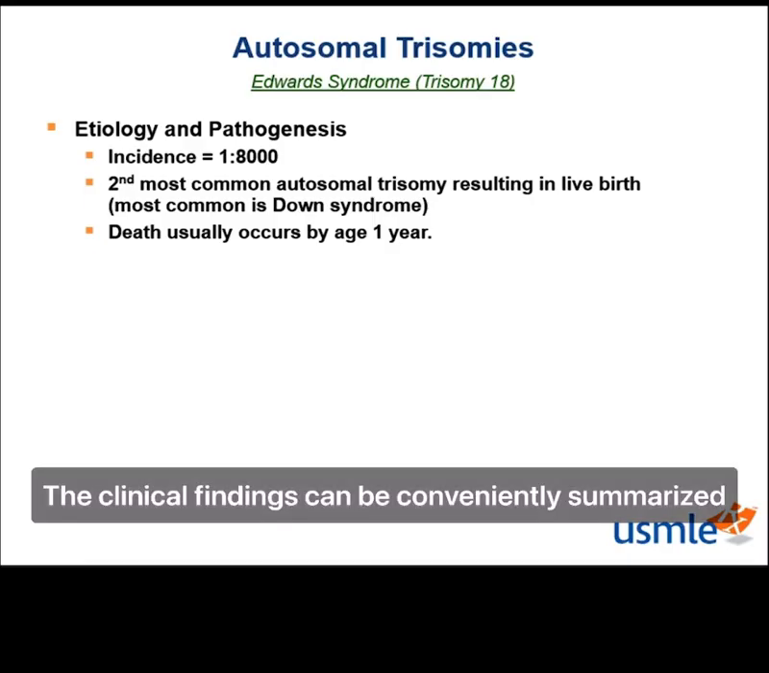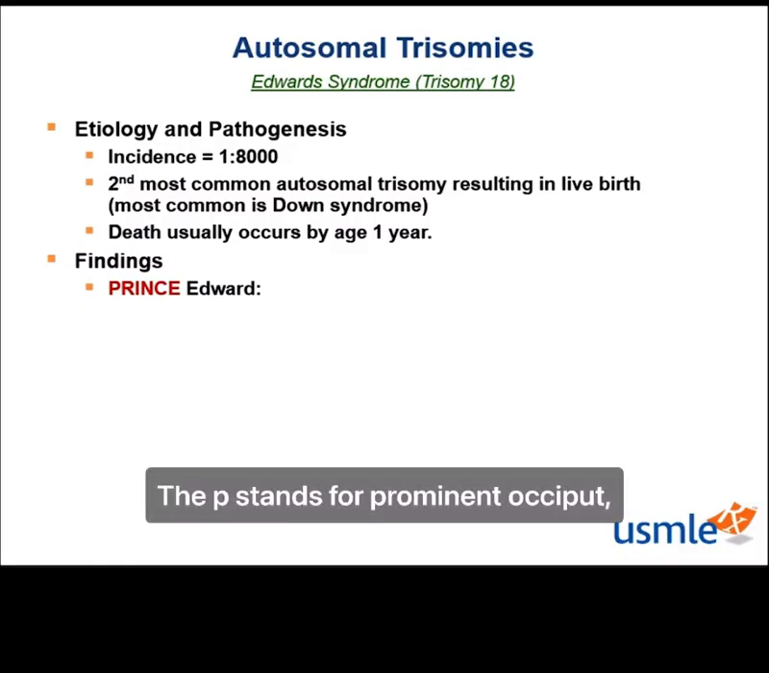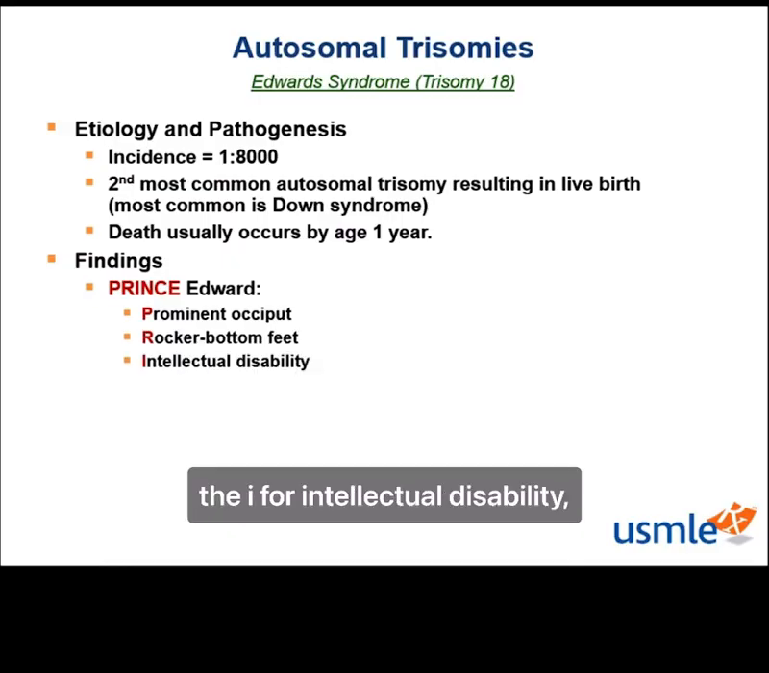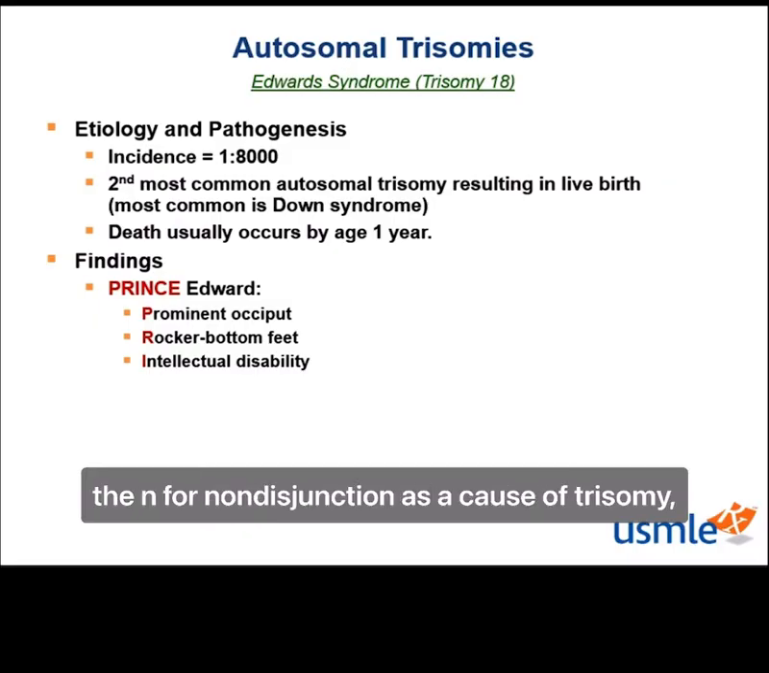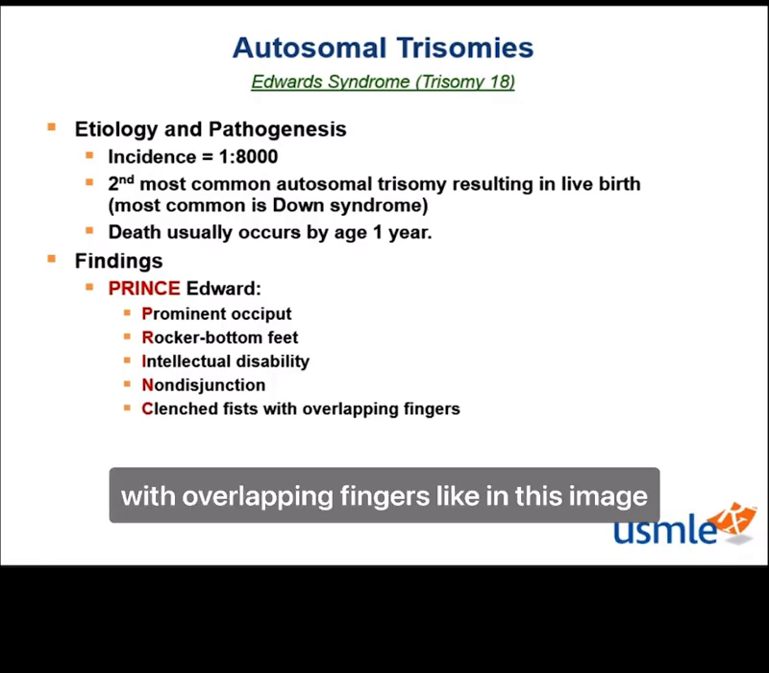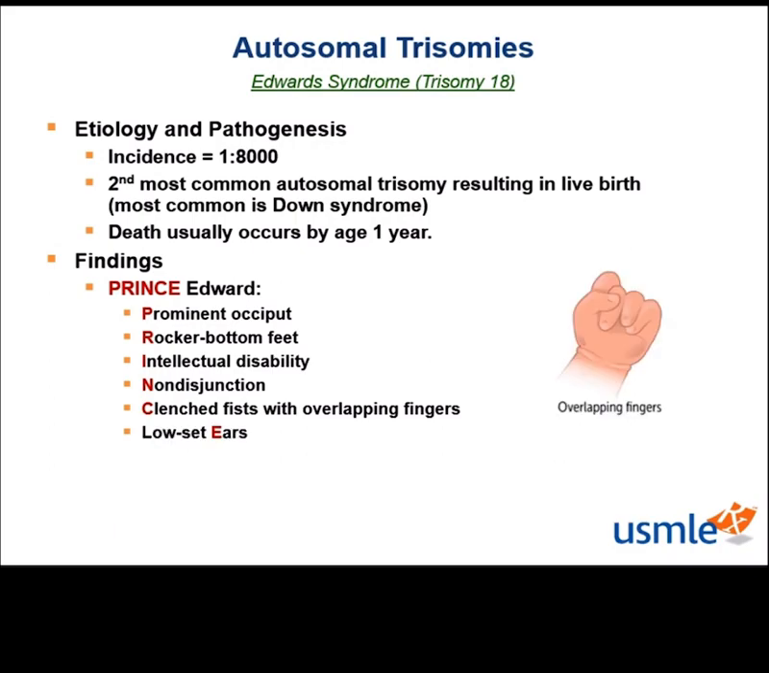The clinical findings can be conveniently summarized with the mnemonic Prince Edward. The P stands for prominent occiput, the R for rocker bottom feet, the I for intellectual disability, the N for non-disjunction as a cause of trisomy, as we discussed before, the C for clenched fists with overlapping fingers like in this image, and the E for low-set ears.